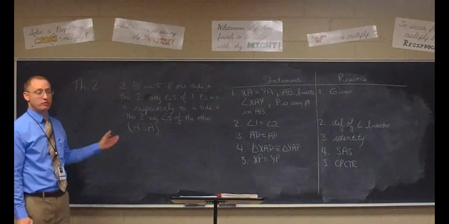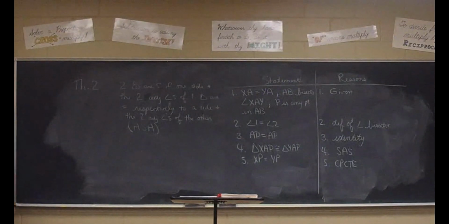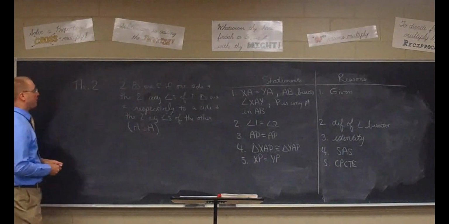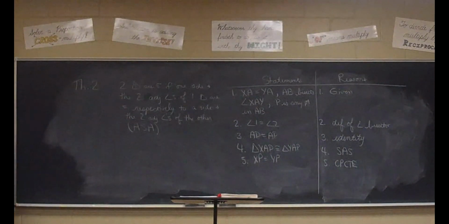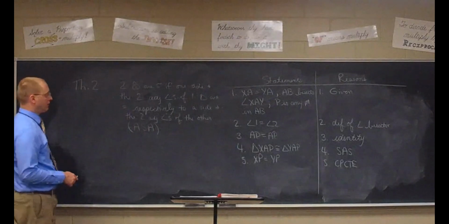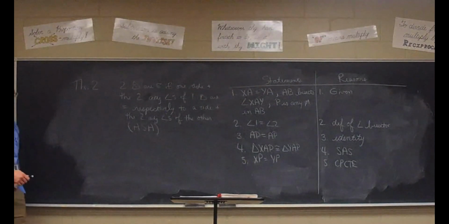Once you have that down, turn to the proofs of theorems and corollaries section. At the top of a new sheet of paper, just write Theorem 2, capital A, capital S, capital A.